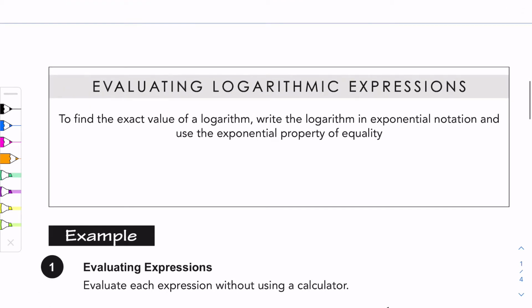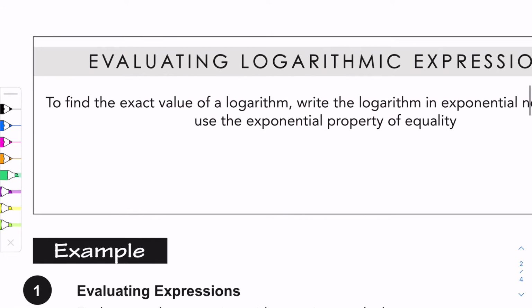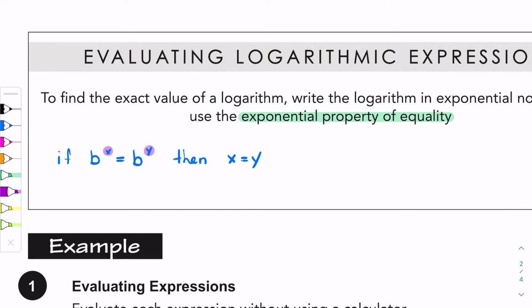Evaluating log expressions. To find the exact value of a logarithm, write the logarithm in exponential notation and use the property of equality. The exponential property of equality is something we've already done this year, and it says that if you have b raised to the power of x, and you know it's equal to b raised to the power of y, then you know that x is equal to y, which are your exponents.